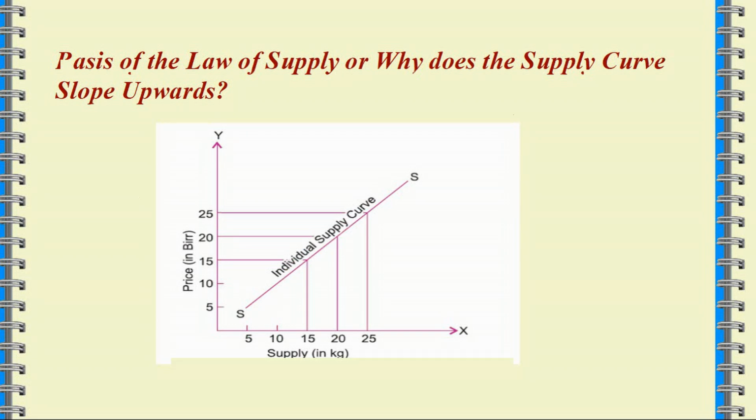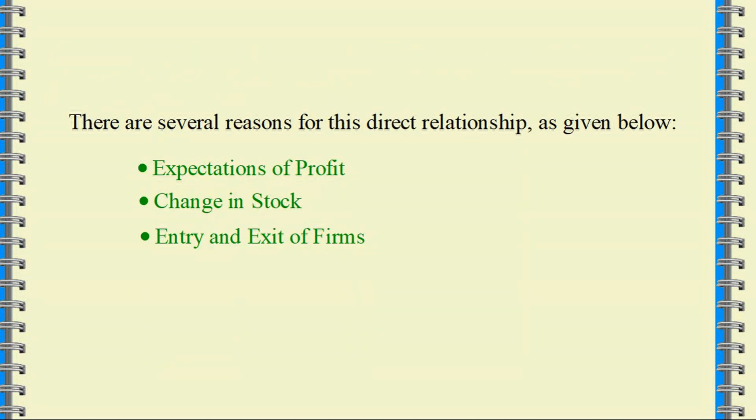There are several reasons for the direct relationship between price and supply of a commodity, or the reason for the upward slope of the supply curve. The first one could be expectation of profit. If prices are high, profit expectation increases. As a result, producers increase their output or production. On the other hand, if prices are lower or there is a decrease in price, profit expectation also reduces.